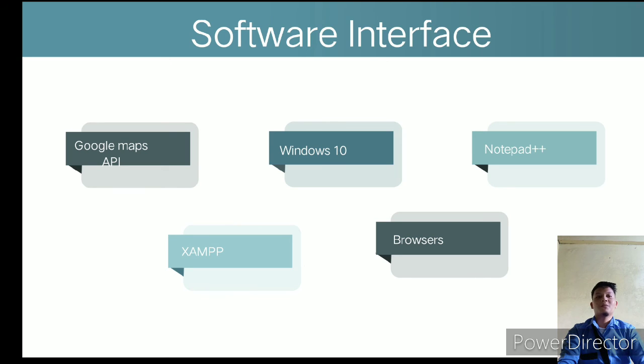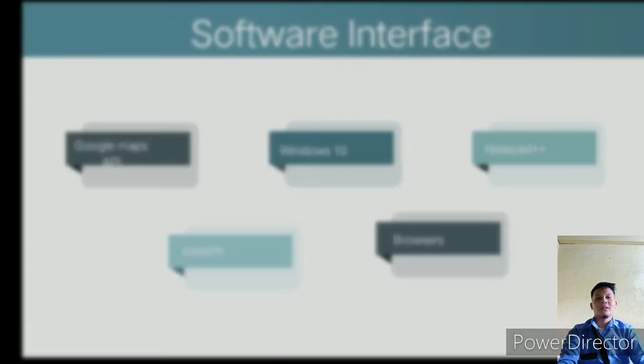XAMPP. XAMPP stands for cross-platform, Apache, MySQL. It allows you to create a WordPress site. And Notepad++ is to be used in the development of the front and back end of the system. The browser. The browser will be used to access the website.